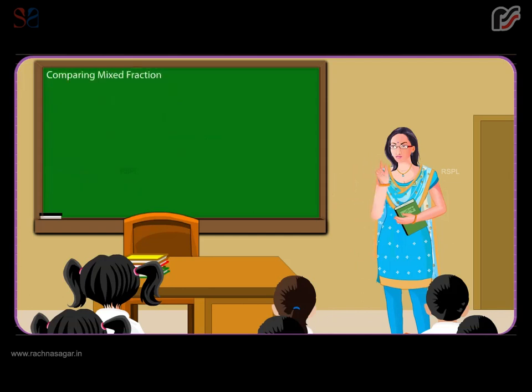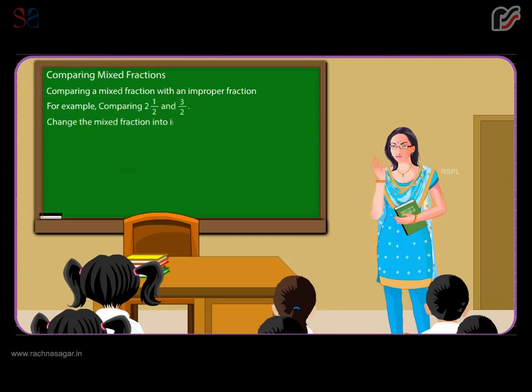Comparing mixed fractions. Comparing a mixed fraction with an improper fraction. For example, comparing 2 1 by 2 and 3 by 2, change the mixed fraction into an improper fraction. 2 1 by 2 is equal to 2 multiplied by 2 plus 1 whole divided by 2, which is equal to 5 by 2. Now, compare 5 by 2 and 3 by 2. Here, 5 is greater than 3. So, 5 by 2 is greater than 3 by 2, or 2 1 by 2 is greater than 3 by 2.